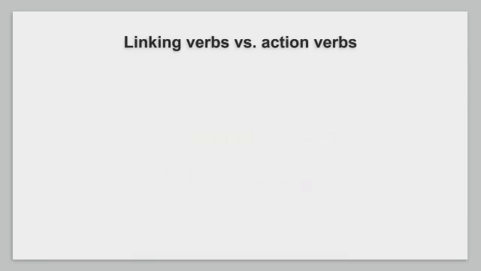Let's compare the difference between action verbs and linking verbs. Look at this sentence. The man looks angry. The adjective describes the subject, the man. Look has the same meaning as the verb appear.